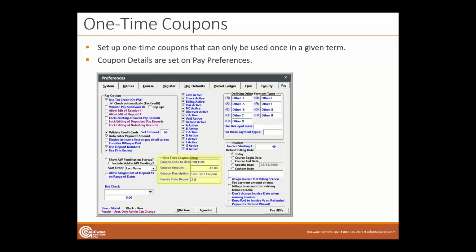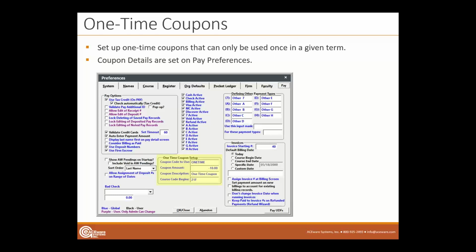a course number that starts with 21F. The way we recommend you code your classes is by year then semester. So we have the year as being 2021 and the semester being F for fall. You may use a numbering system, but this would be course number begins with. And the code that they would have to know is this code that you put up here. In this case, it's called one time.